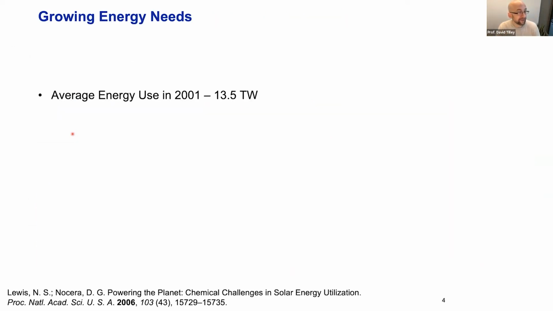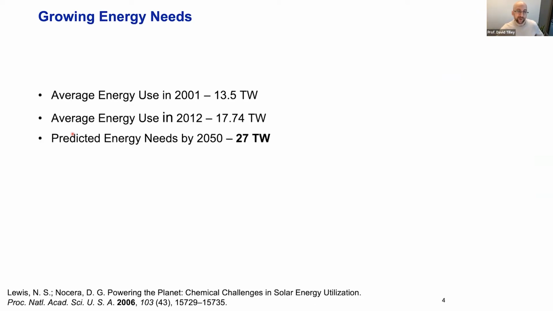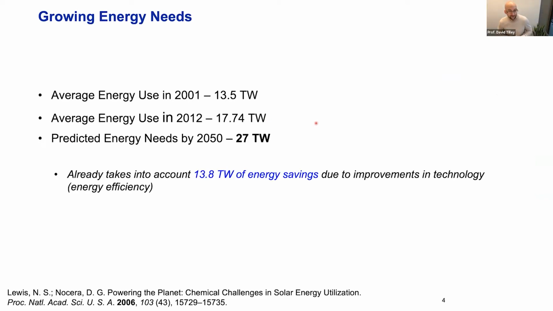But the energy needs are growing. Back in 2001, we were using energy at a rate of about 13.5 terawatts. Now in 2012, about 18 terawatts. In 2050, it's predicted by these authors here at the bottom that we're going to need about 27 terawatts. And I would point out this is a rather conservative number, because they already assume that we're going to get about 14 terawatts for free, just because we get better at energy efficiency, better insulation, for example.